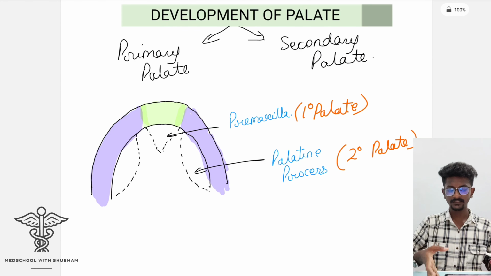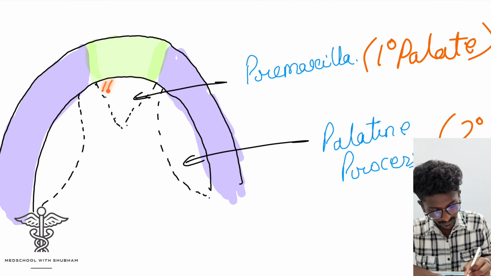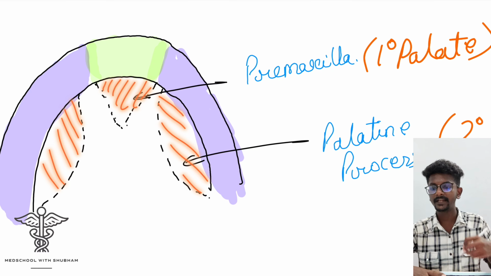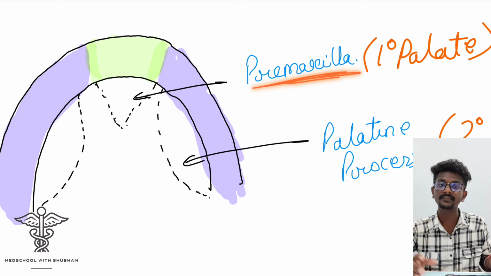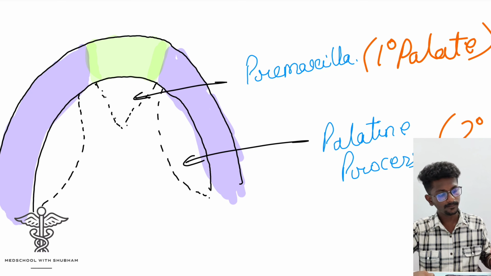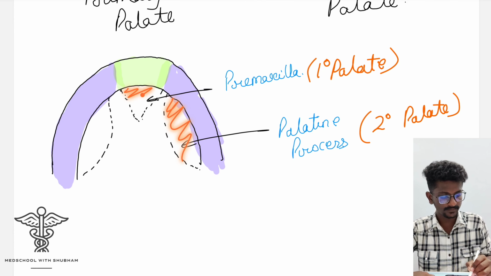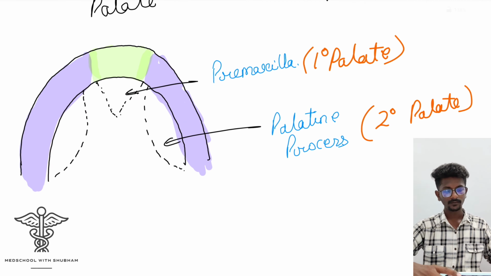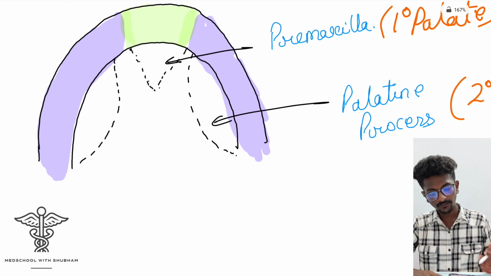I hope you understood this. Now, this is the premaxilla and this is the palatine process or the lateral palatine process. Some books even say lateral palatine process and call the premaxilla the medial palatine process. Let's just keep this simple: this is the palatine process and this is the premaxilla. Even if you write lateral palatine process, it's not wrong. But this premaxilla is important, you should write premaxilla.